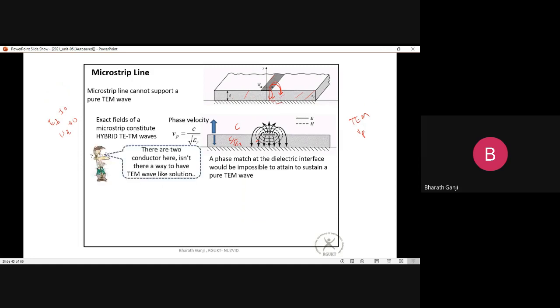So usually what we do is, the problem is there are two conductors here. Is there a way where we can use a TE wave, TM wave kind of solution?